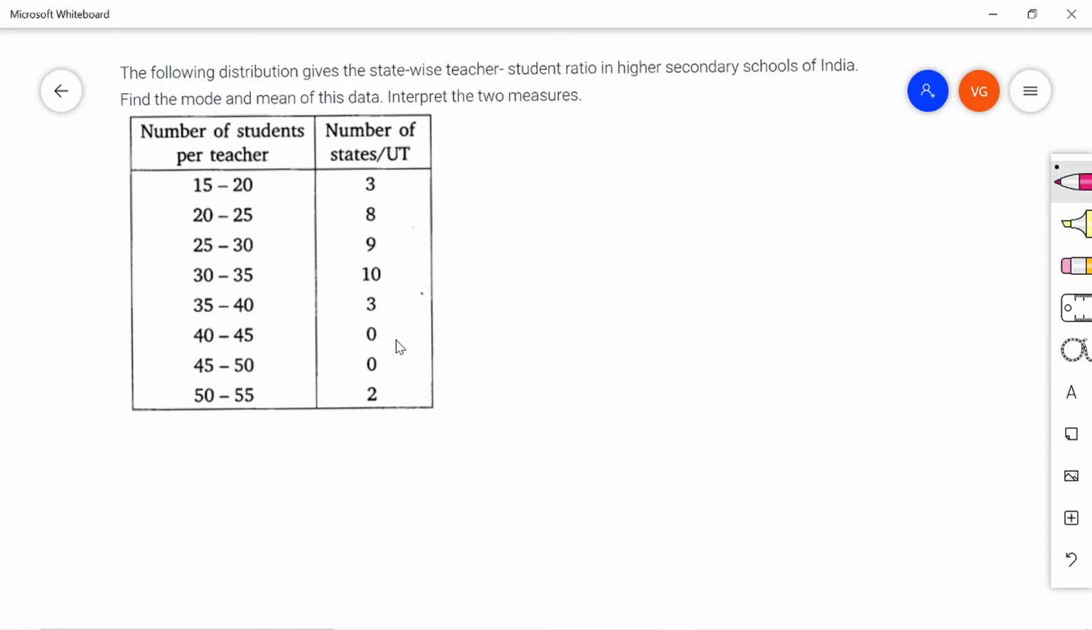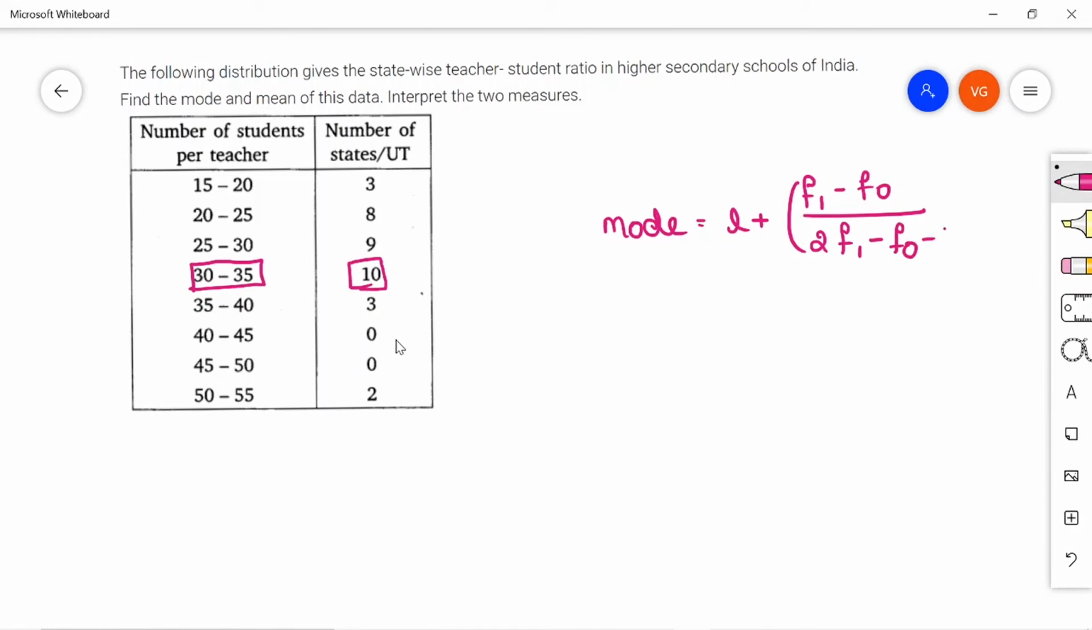To calculate the mode, first we have to select the highest frequency. So out of the given frequencies, 10 is the highest frequency. So 30 to 35 is the modal class for us. Now write down the formula here. Mode is equal to L plus (F1 minus F0) divided by (2F1 minus F0 minus F2), multiplied by H.